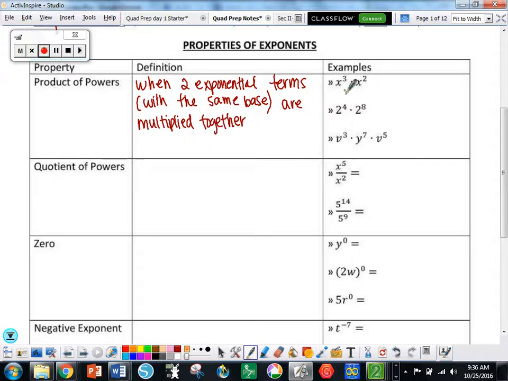So for example, if you look over here, you've got that x and the x, they have the same base. When you're multiplying those together, you can add the exponent. And I think you've seen this one before. So if I were to pick out keywords here, first thing is they have to have the same base. And if you're trying to multiply them together, then you're going to be adding the exponent.